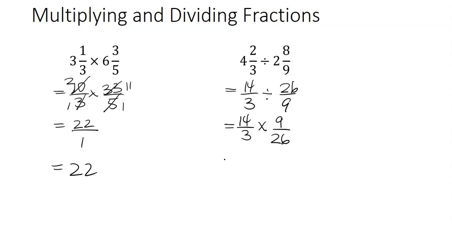Next, before you multiply, can you cancel common factors? Well, 9 and 3 have a common factor of 3. Let's cancel it out. 9 divided by 3 is 3. 3 divided by 3 is 1. 14 and 26, common factor of 2. 14 divided by 2 is 7, and 26 divided by 2 is 13. No more common factors exist. Let's multiply. 7 times 3, 21. 1 times 13 is 13.